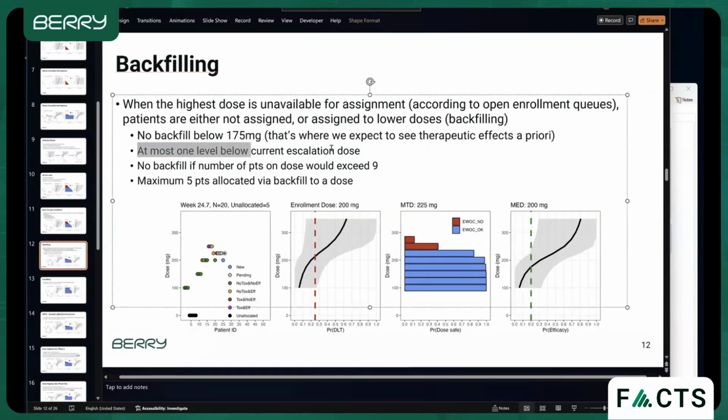Another thing is we would not want to jump more than 1 dose level below the current escalation dose. So here we were assigning at 225 milligrams, so we wouldn't want to backfill to anything below 200 milligrams. That's just a choice. Sometimes you're happy backfilling below, but sometimes you're not. Then there's some sort of a limit on how many patients we would want to backfill to a given dose, and what number of total patients shouldn't be exceeded through backfill.